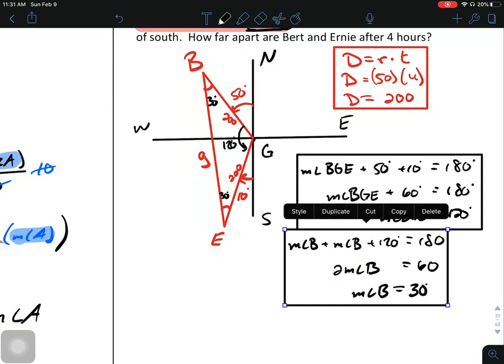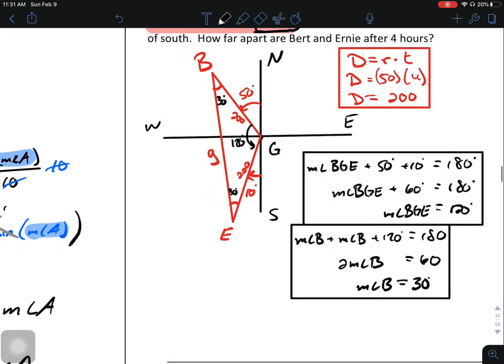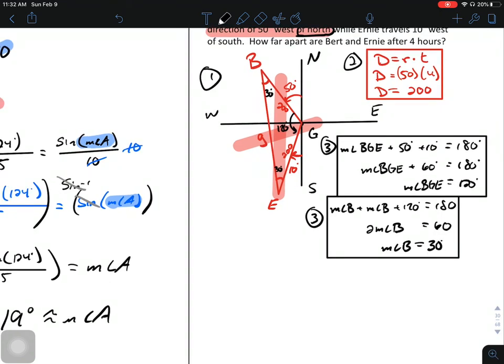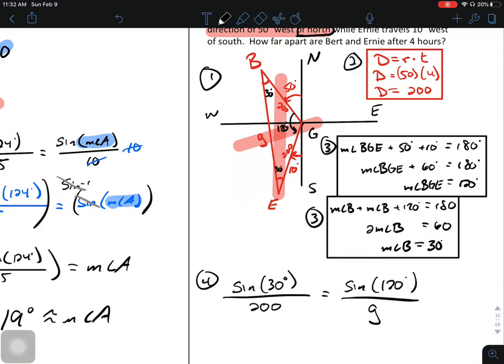So where does that leave us? We're trying to figure out what g is. We can use the law of sines. I got so many steps here. I drew this picture. I found the distance they traveled, figured out the measure of angle BGE, figured out the measure of angle B and E. Now step 4, if I take sine of 30 degrees over its opposite side of 200, that should be equal to sine of 120 degrees over its opposite side of little g.